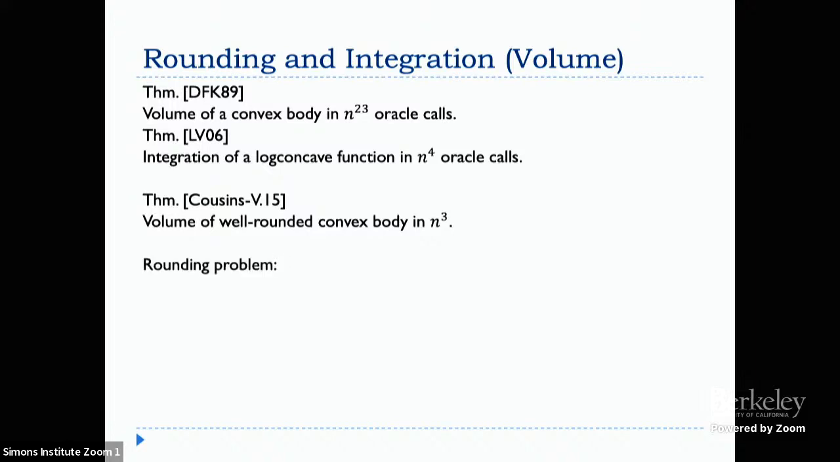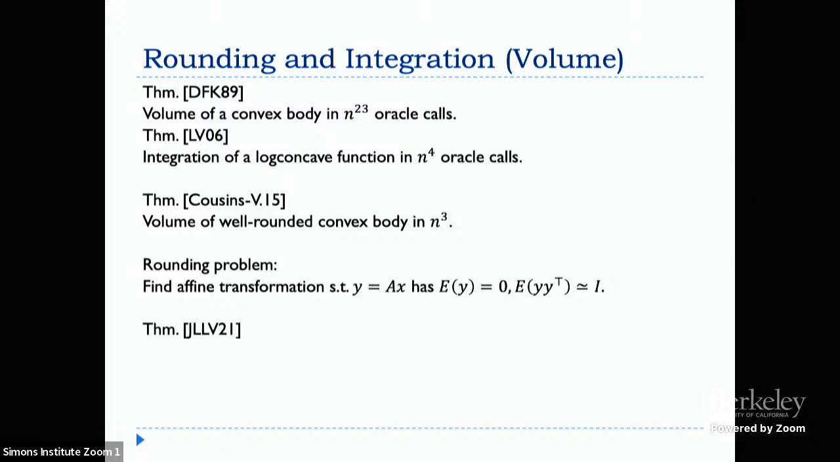This happened post-Simons. The rounding problem, in case you haven't seen it before, is just to find an affine transformation that makes your distribution have mean zero and covariance close to identity. And so the result of this paper I mentioned last year is that the rounding itself can be done in n cubed, and therefore using the existing volume algorithm, everything's n cubed. Is cubic the best possible for volume computation? Not clear.